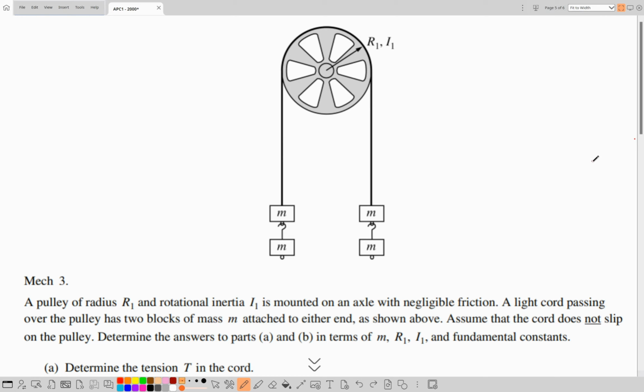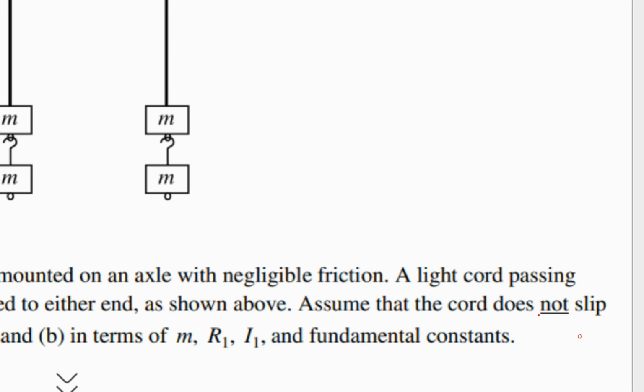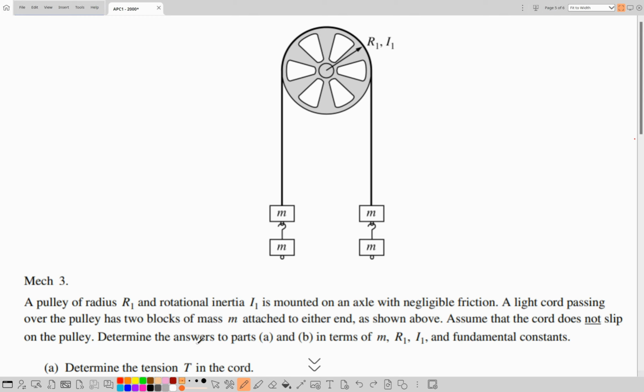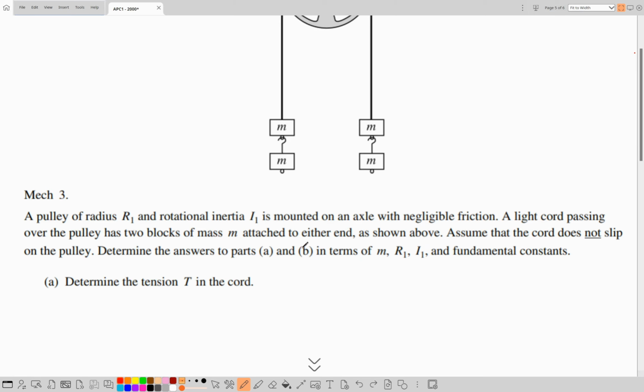Assume that the cord does not slip on the pulley, so this is important, which means the rotational motion is completely converted to translational motion and vice versa. Determine the answers to parts A and B in terms of M, R1, I1, and fundamental constants. So whenever we have an answer for part A and B, we should refer to the following statement. Now in part A, they're telling us to determine the tension T in the cord.